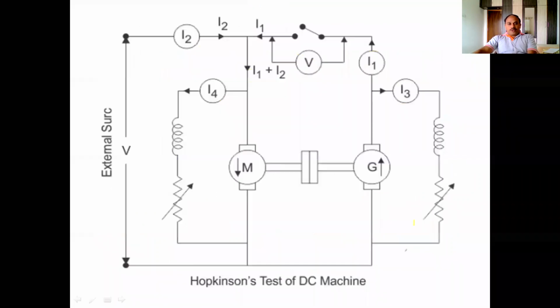I will show you in the circuit. So here we have two shunt machines. The two machines are identical, having the same characteristics, same power rating, same voltage rating. So this machine acts as a generator.